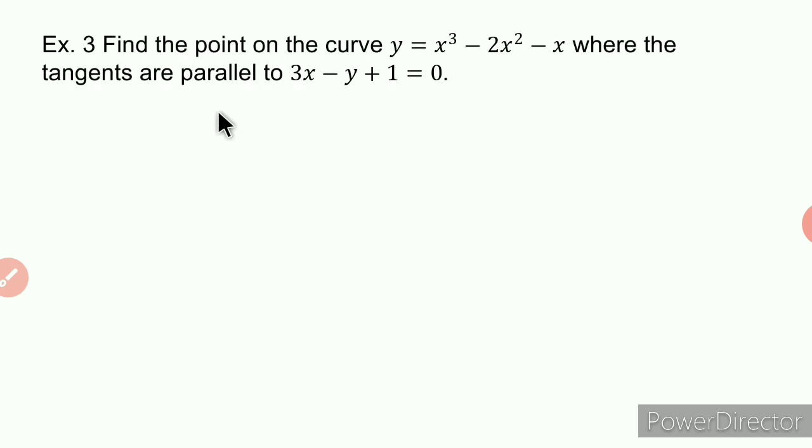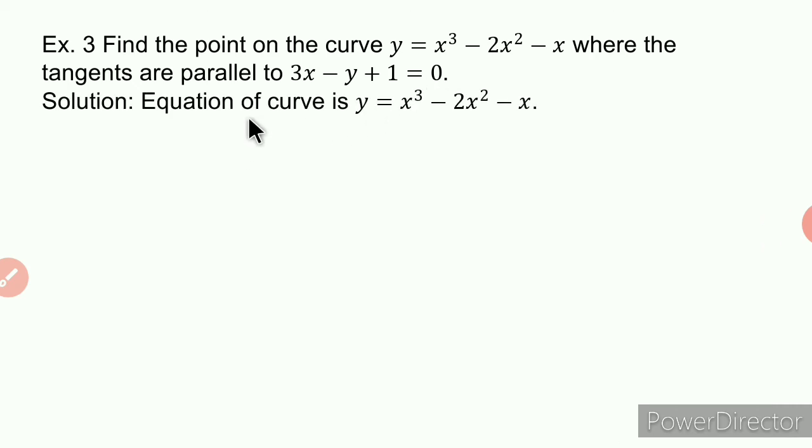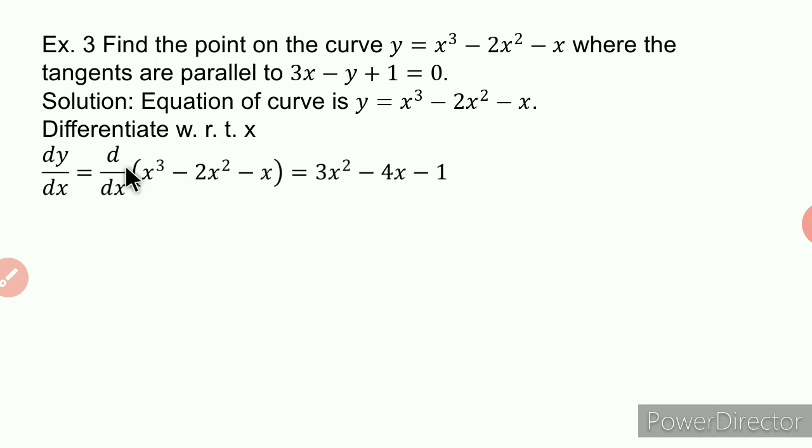Now example number 3. Find the point on the curve y is equal to x cube minus 2x square minus x where the tangents are parallel to the line 3x minus y plus 1 is equal to 0. Solution. The given equation of curve is y is equal to x cube minus 2x square minus x. Differentiate this with respect to x. We get dy by dx is equal to d by dx of x cube minus 2x square minus x. That is, it is equal to 3x square minus 4x minus 1.